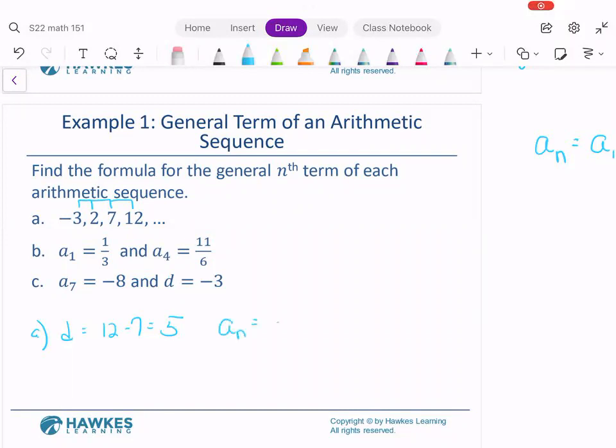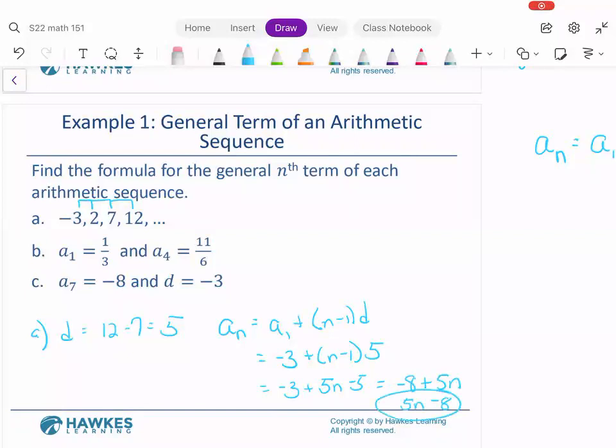We can say that a sub n is equal to a sub 1 plus n minus 1 times d, which results in -3 plus n minus 1 times 5. If we simplify that, we get -3 plus 5n minus 5, which becomes -8 plus 5n, or you can write it as 5n minus 8. Now I can find any term in the sequence with that explicit formula.